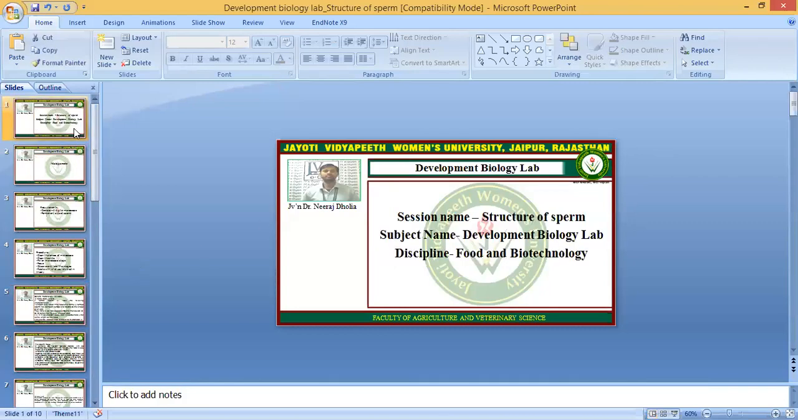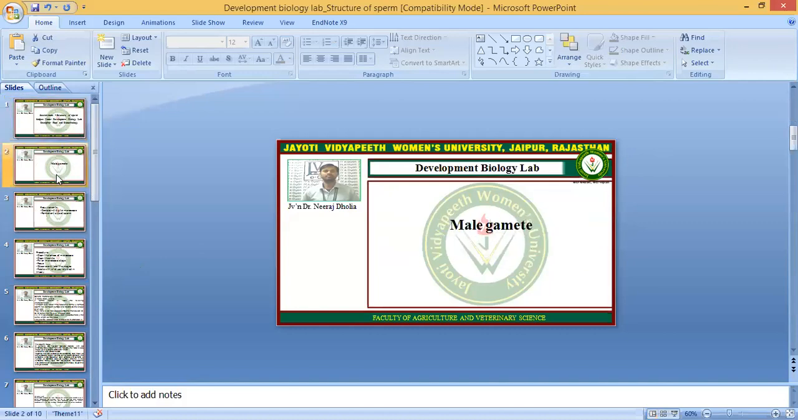So today we are here to discuss your practical session. It is the structure of sperm, and this comes under the subject developmental biology lab. So let's start. The sperm is a male gamete. A gamete is a haploid cell, and it is the counterpart of the female gamete, and they fuse together to form the zygote, which will lead to the formation of the animal.